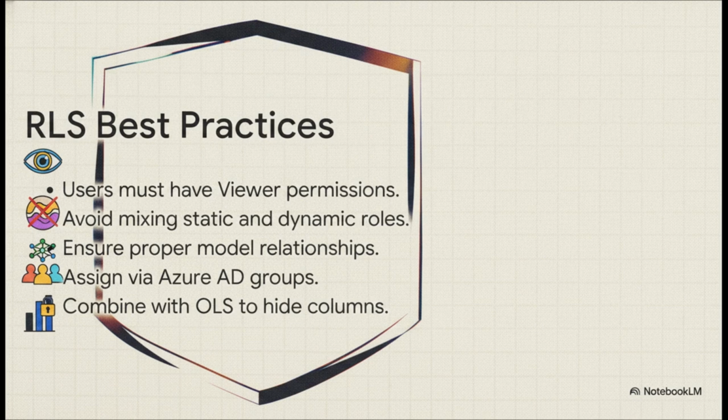This is the number one reason people panic and think their security is broken. Second, don't mix static and dynamic roles in the same model. It just creates confusing overlapping filters. Third, ensure your data model has proper filter directions so the security filter actually flows from your mapping table down to your fact tables. Fourth, always use Azure AD groups for assigning users in the service rather than doing it one by one. And finally, remember that RLS only filters rows. If you need to hide entire columns, like say a salary column or social security numbers from a non-HR employee, you've got to step it up and combine RLS with object-level security, or OLS.